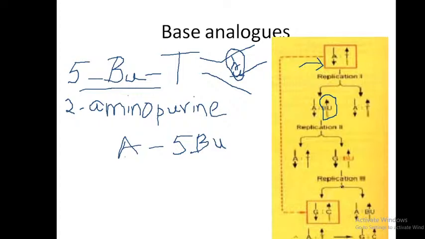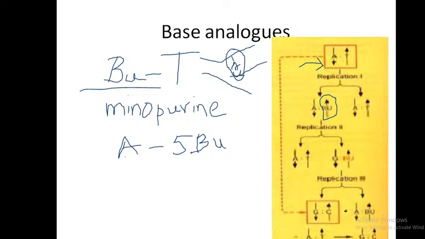Next, when we come to the next replication phase, just see this replication phase. G will properly pair with another C. But the 5-bromouracil, A will pair with T. So what has happened here?